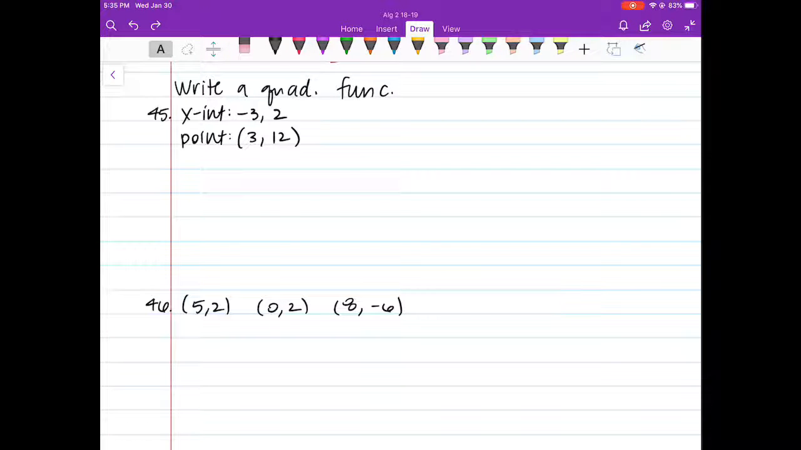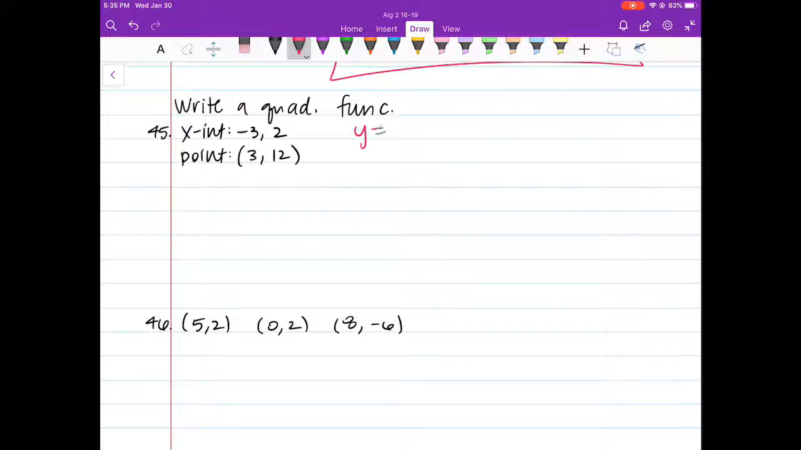Alrighty, and lastly from section 4.10, we did a lot of writing quadratic functions and quadratic models based on the information given. So in problem number 45, we are given our x-intercepts. Well, if that's the case, we should probably write it in intercept form. So let's remind ourselves that intercept form is y equals a times x minus p, x minus q, where p and q are the intercepts. So if I have negative 3 and positive 2, I have y equals a times x minus negative 3, which turns into x plus 3, times x minus 2.